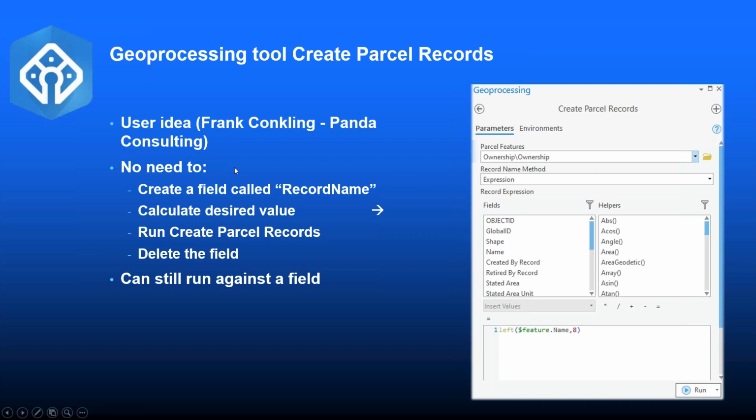So Frank's idea was, instead of that, just give me the ability to use an expression. So now you can use an expression, which makes it a one-step process, very easy, very flexible. You can apply it to fields that are actually not textual fields. And it makes data migration even easier than it is anyhow.